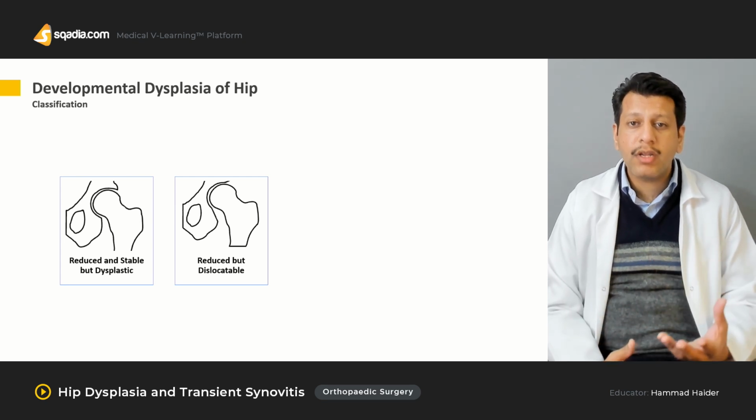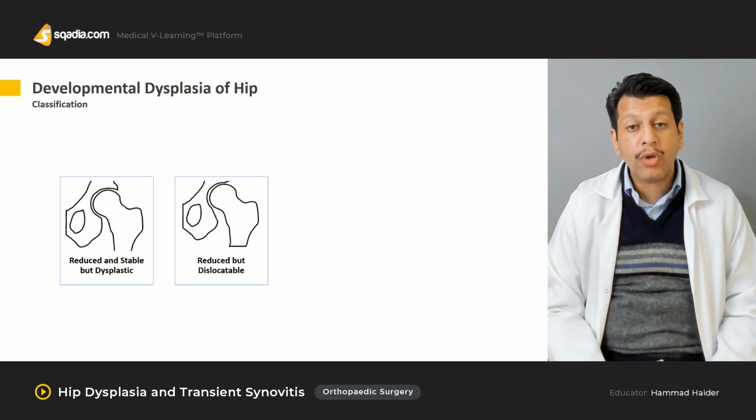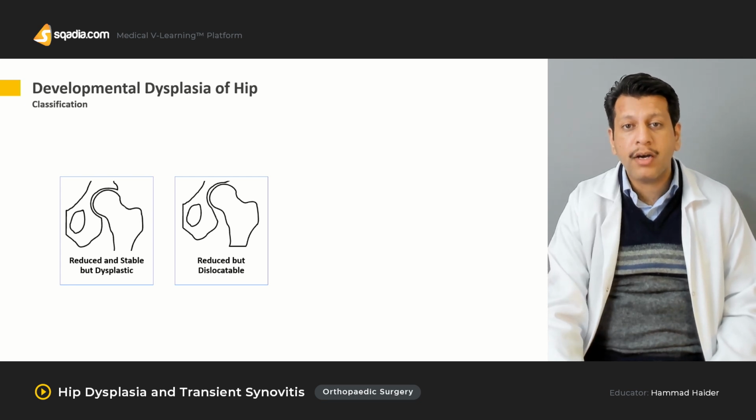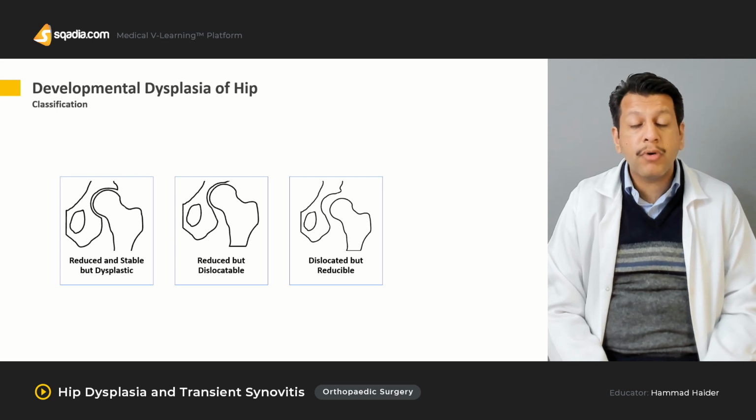So one way of classifying is reduced and stable but dysplastic acetabular hip. Then it's a reduced but dislocatable hip, which is a form of unstable hip. The third way of classifying is dislocated but reducible.